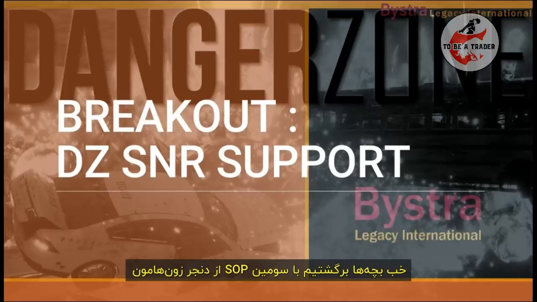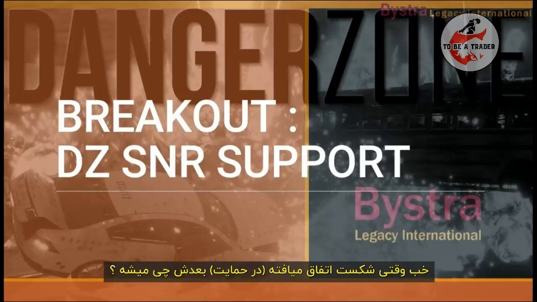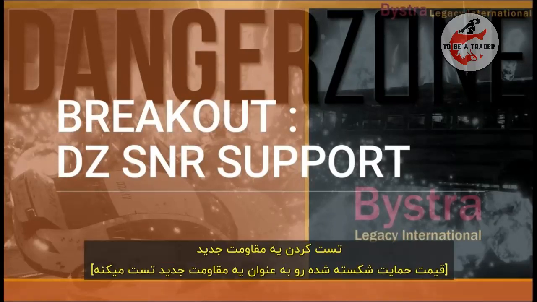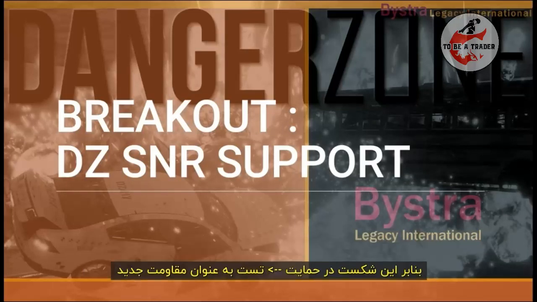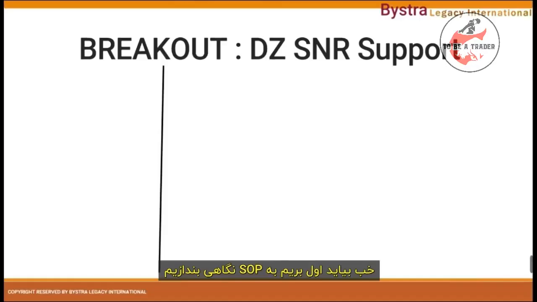Okay guys, we are back on the third SOP for our danger zone. This time we'll be learning about the breakout. DZSNR at the support. So once there's a breakout, what will happen next is to test the new resistance. So breakout at the support to test as a new resistance. So let's have a look at the SOP first.